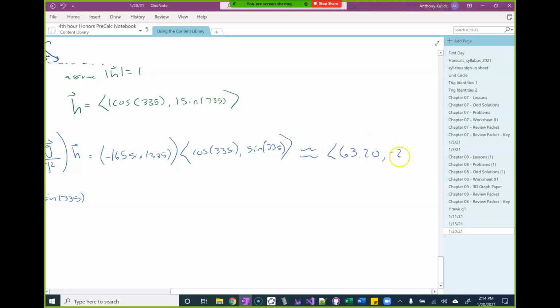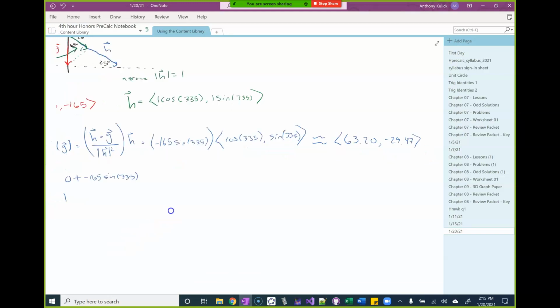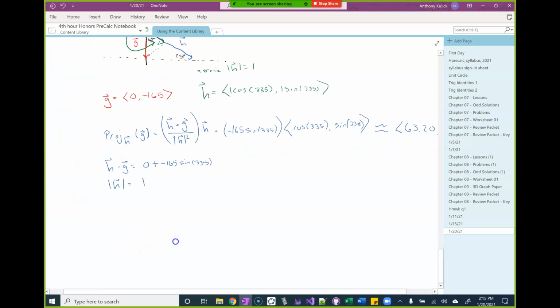The problem asks for how much force is directed down the hill. So that's the vector of the force going down the hill. What we really want, though, is the magnitude of that vector. Which is about 69.73 pounds down the hill.